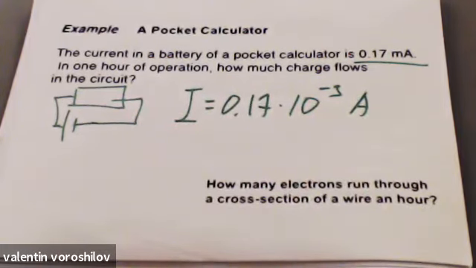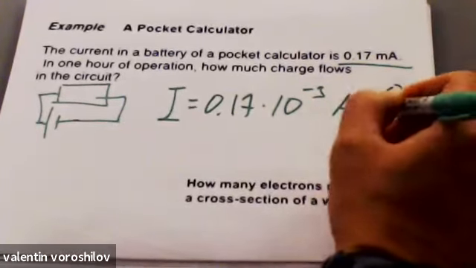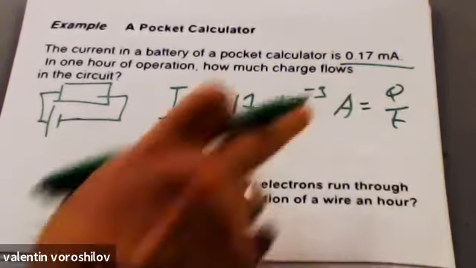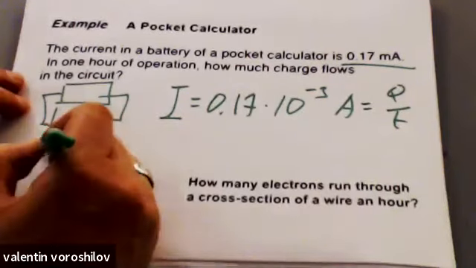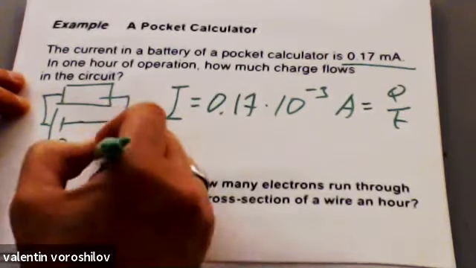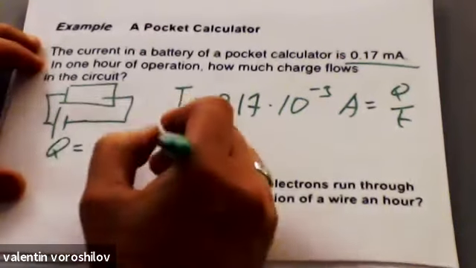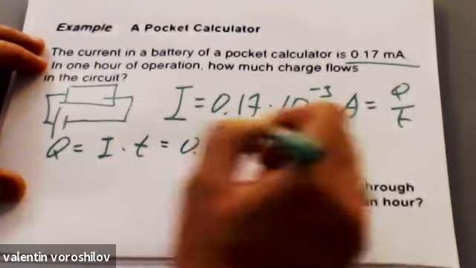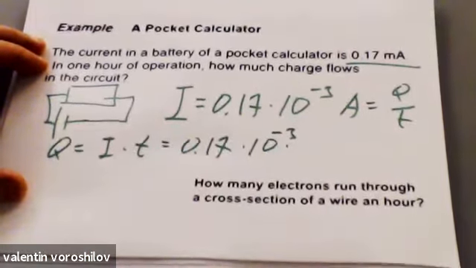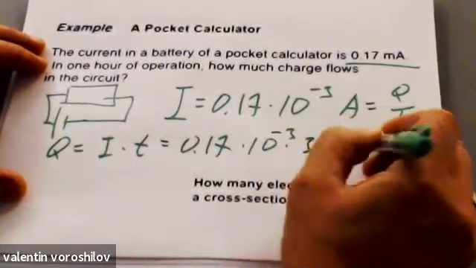Okay, so what do we do? The definition says that this electric current should be equal to the ratio of total charge traveling over time. So I can calculate total charge traveling in 1 hour. I just have to multiply two numbers: electric current and time, which is 0.17 times 10 to the negative third times, well, we have to use seconds, and 1 hour is 3,600 seconds.